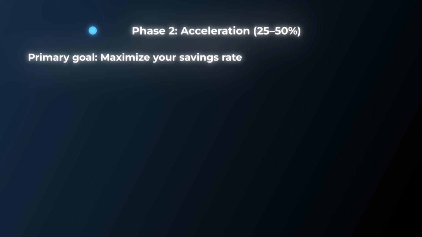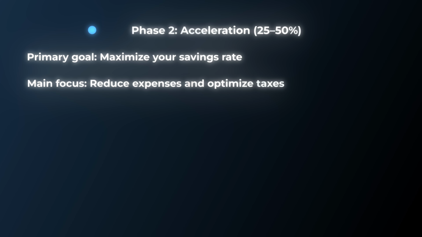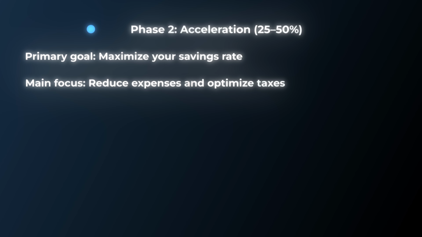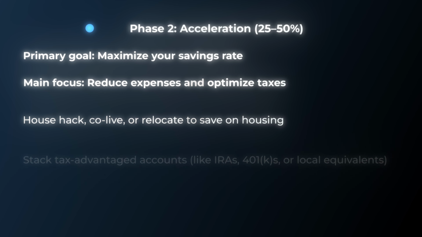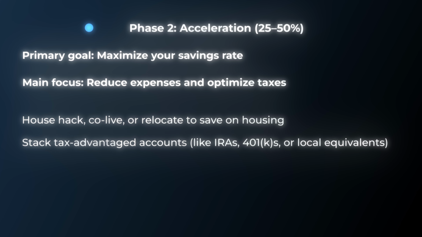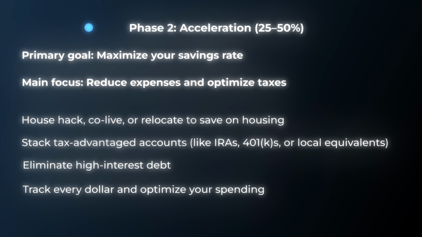The second phase is acceleration. Your primary goal should be to maximize your savings rate, and your focus should be to reduce expenses and optimize taxes. Now that your income is solid and you've built habits, it's time to go on offense. House hack, co-live, or relocate to save on housing. Stack tax advantage accounts like IRAs, 401ks, or local equivalents. Eliminate high interest debt and track every dollar and optimize your spending.